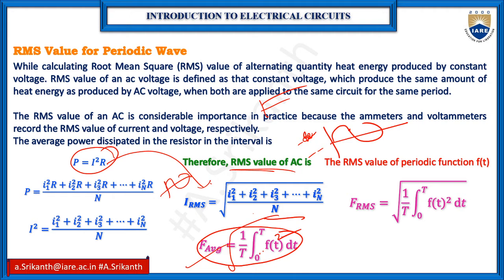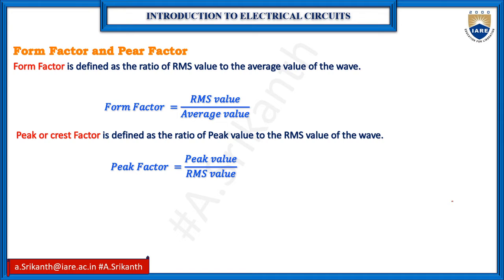For any measuring meter, we can see only the RMS value, the root mean square value. You can find that RMS value using this formula: root of 1 by T, integral from 0 to T of f of t whole square dt. Coming to form factor and peak factor, these are small formulas. Form factor means the RMS value divided by the average value, and peak factor means the peak value divided by the RMS value.